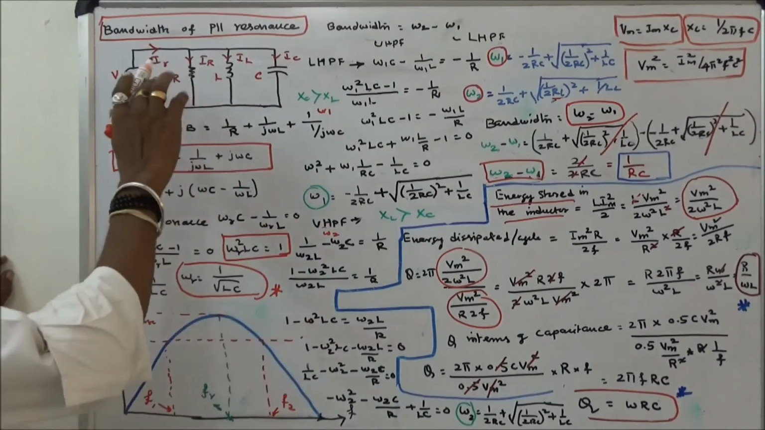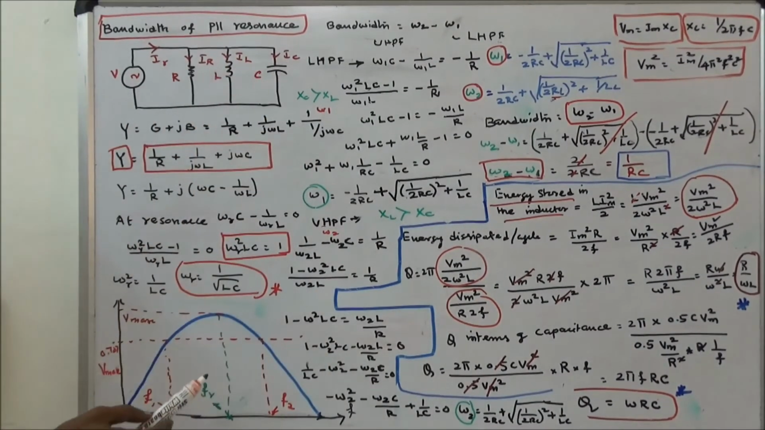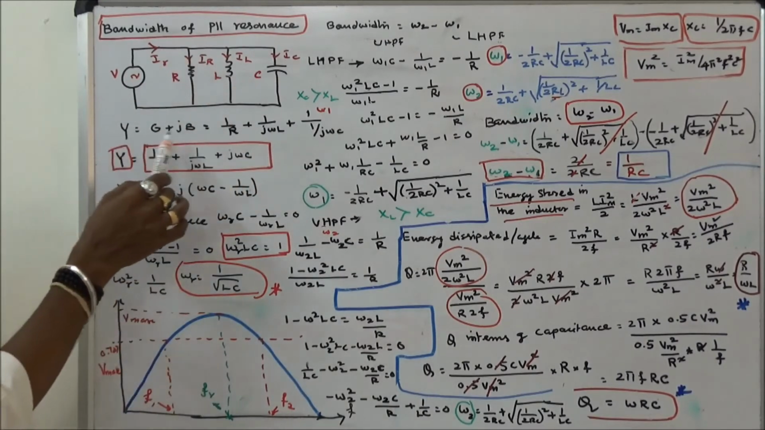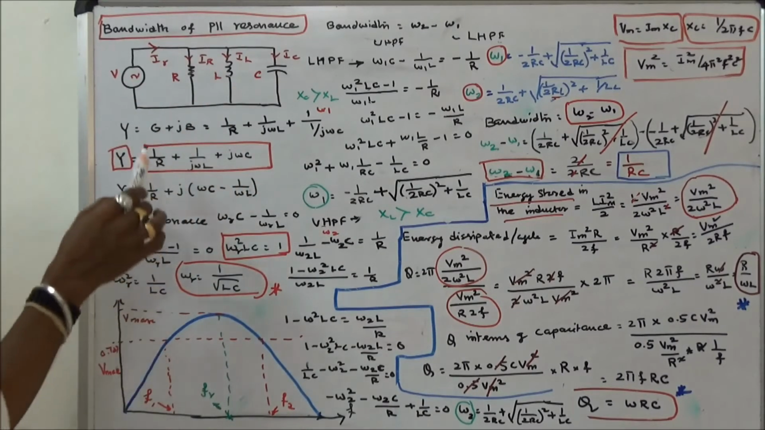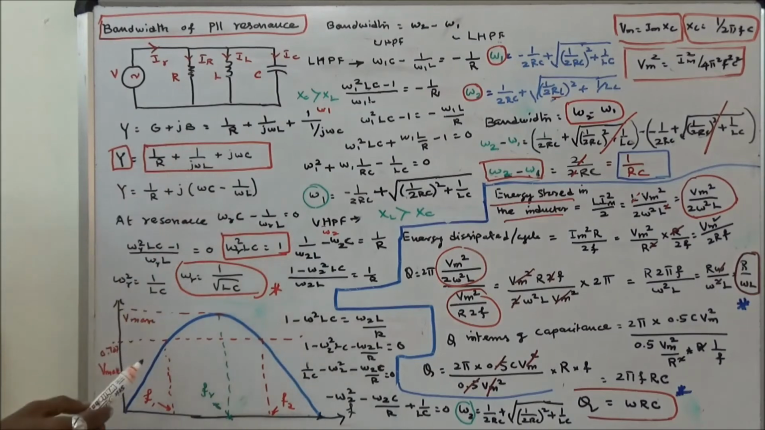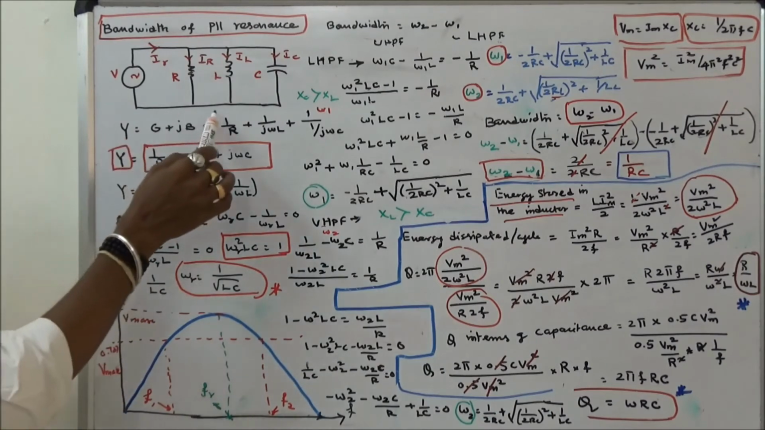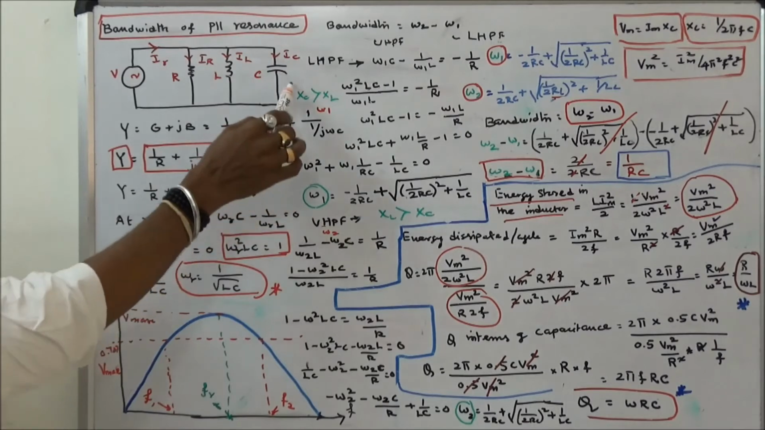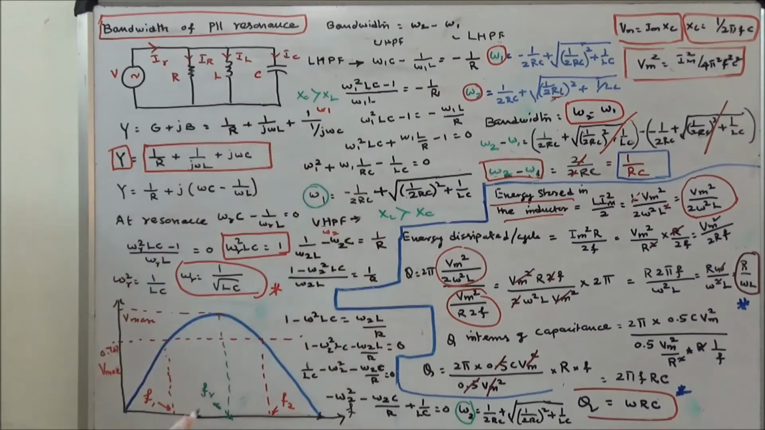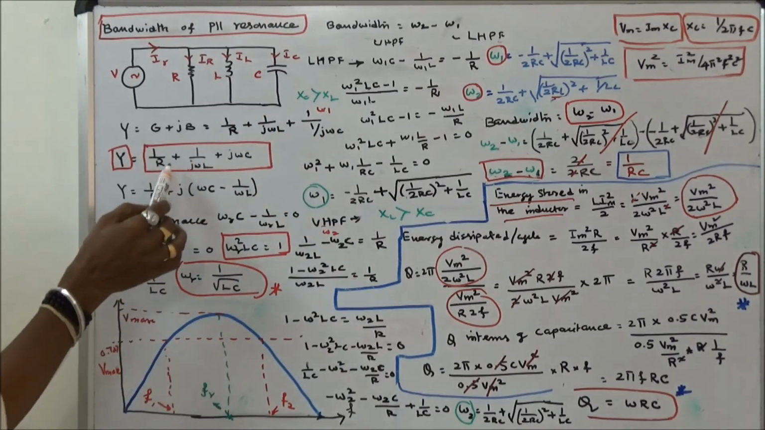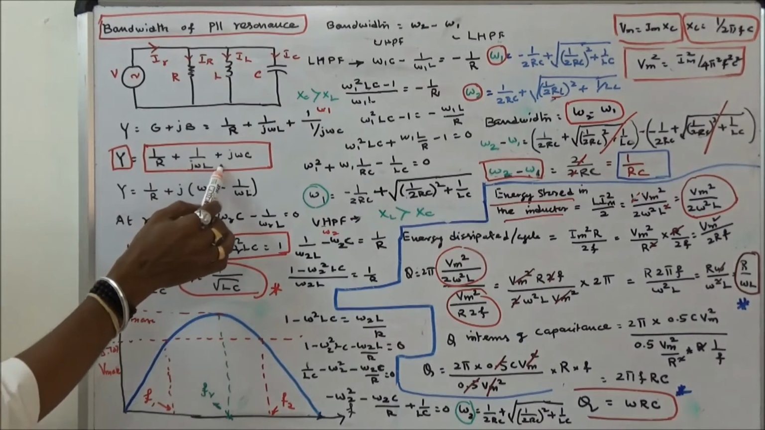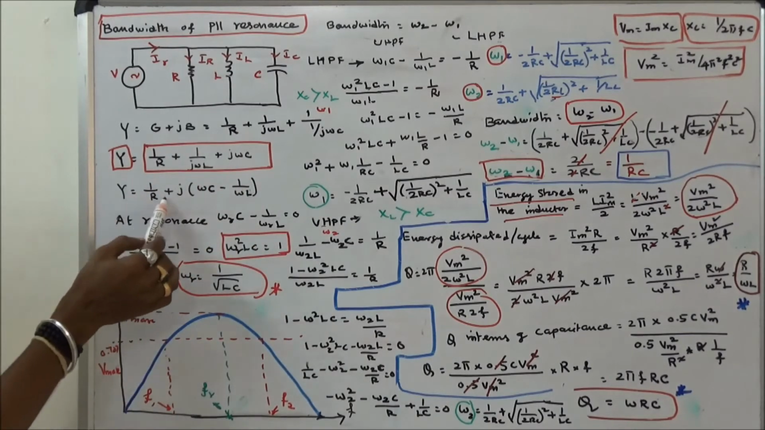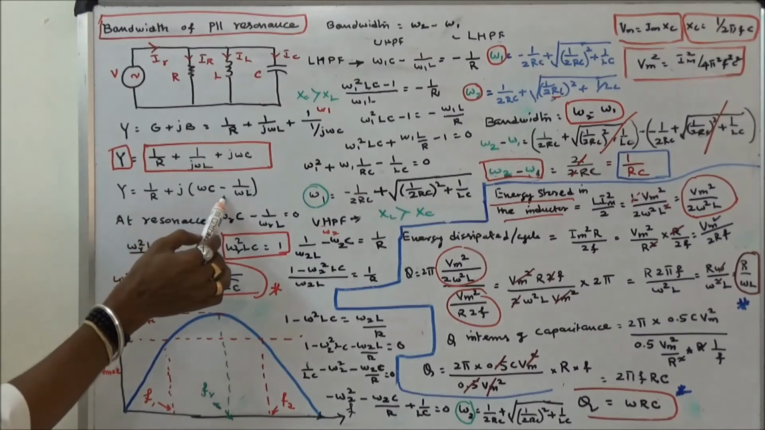Now we discuss the bandwidth of the parallel resonance circuit. So this is the parallel resonance circuit. Admittance Y is equal to G plus jB, where G is the conductance and B is the susceptance. Y is equal to 1 by R plus 1 by j omega L plus j omega C. Rewriting the equation, Y is equal to 1 by R plus j into omega C minus 1 by omega L.